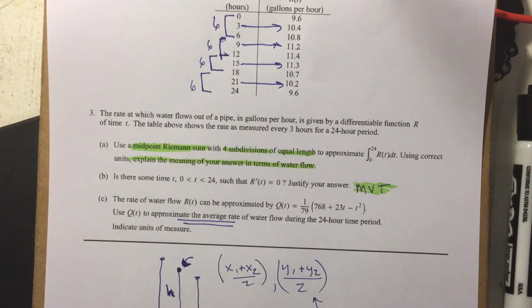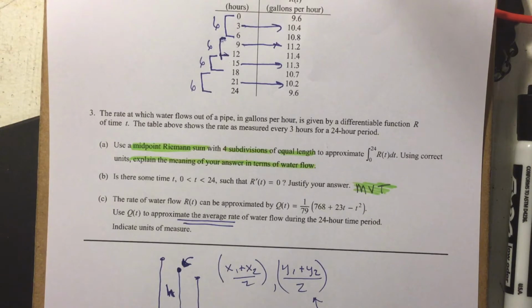So on that particular one, where do we start at? What's the flow at where we start? You're starting with 9.6. And then where do we end? 9.6. So right there, what we're saying is that the starting is the same as the ending. So that means there's got to be a what in there somewhere. A change in the flow? There's got to be a change in the flow, which is either going to be a maximum or a minimum, right?